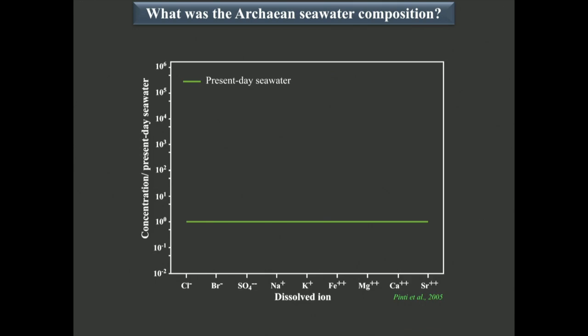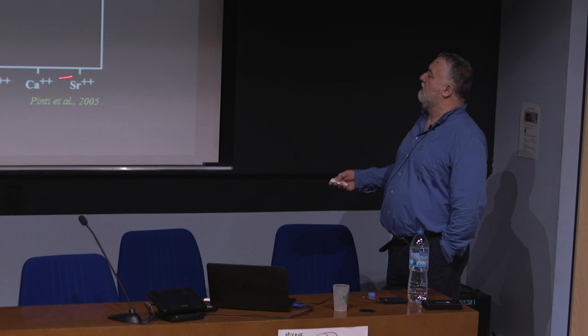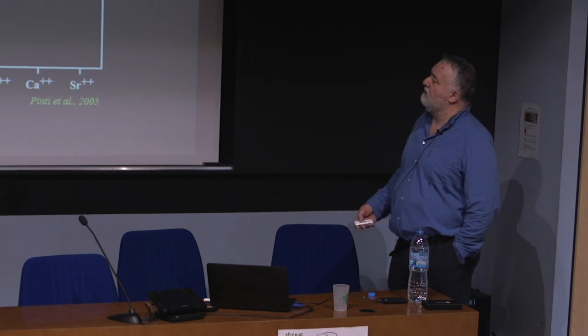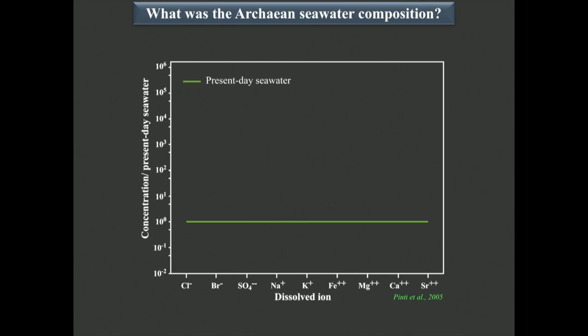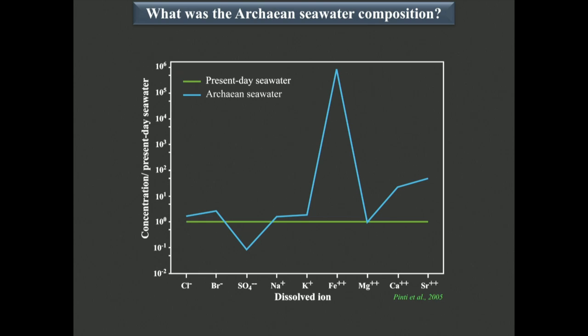So we have some ions that are dissolved in water, and the concentration in fluid inclusion is divided by the concentration in present-day seawater. So present-day seawater has this flat line. The value is 1, of course. And if we look at the Archean curve, we can have this kind of curve. So there are some strong differences and some similarities.